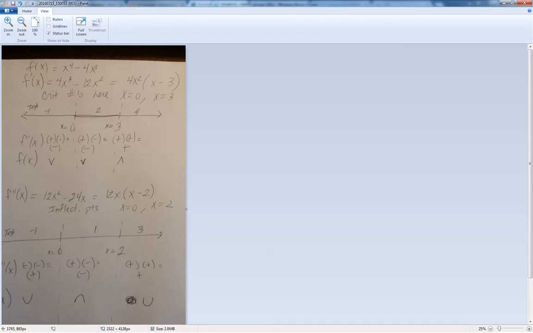Okay, now let's look over here on our next interval. So on the other side of this critical number 3, I can pick anything. I chose x to be 4.